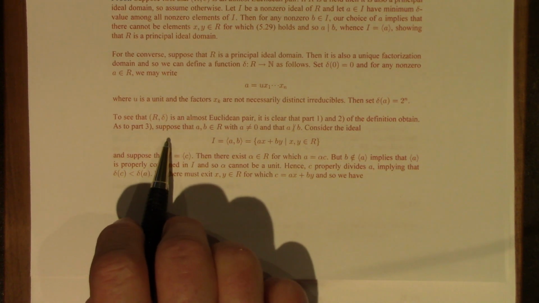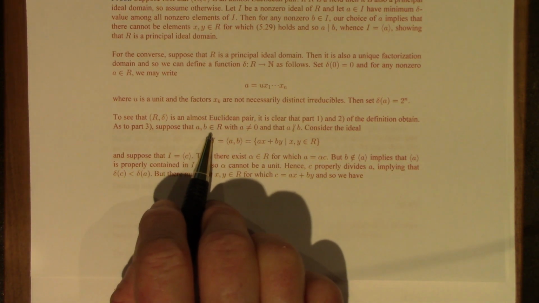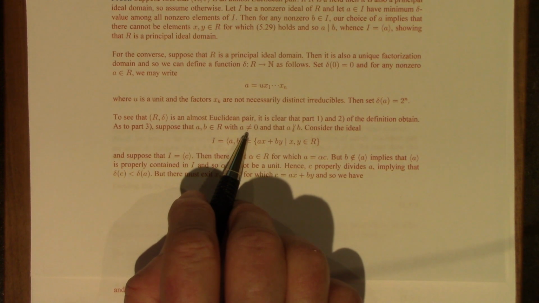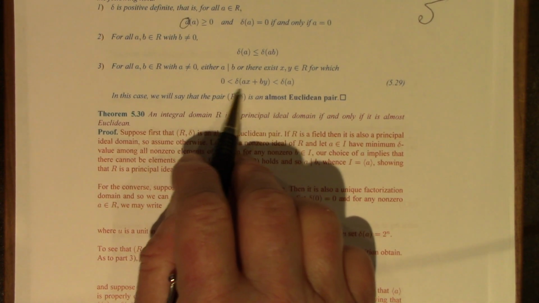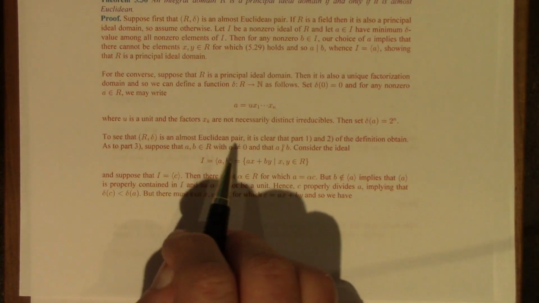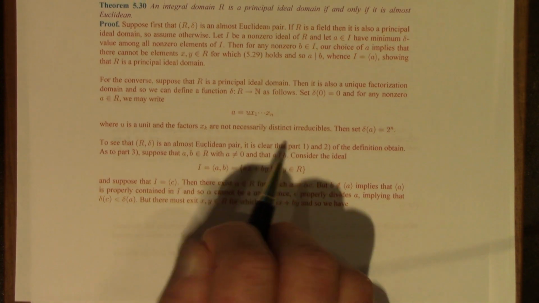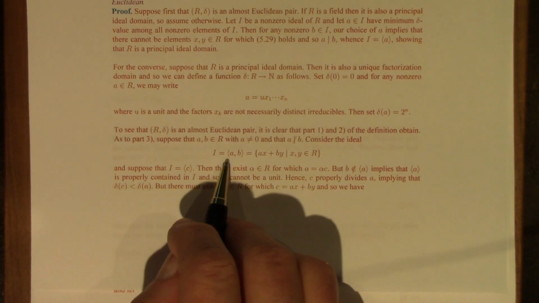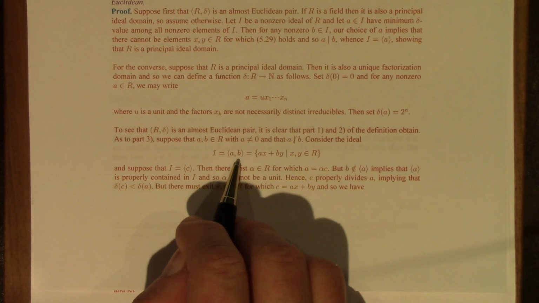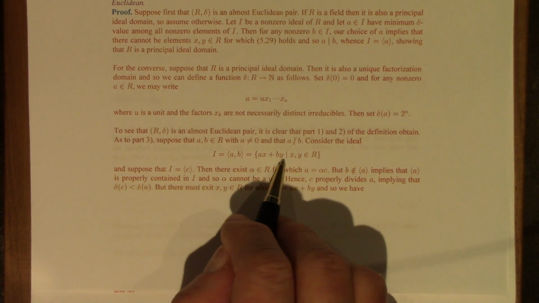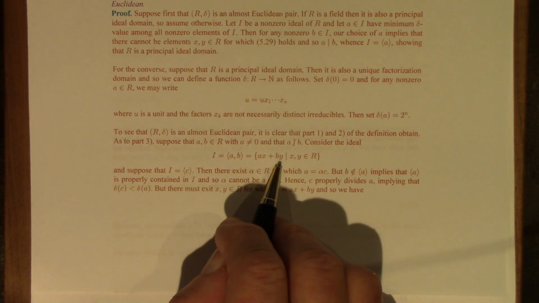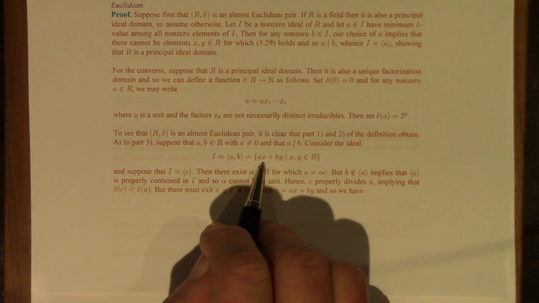As to part 3, suppose that A and B are in R with A not 0. We need to produce x and y for which this holds, or we need to show that A divides B. So if we assume A does not divide B, then we need to show these inequalities hold. So consider this ideal generated by A and B. Everything in there is a linear combination over R of A and B.